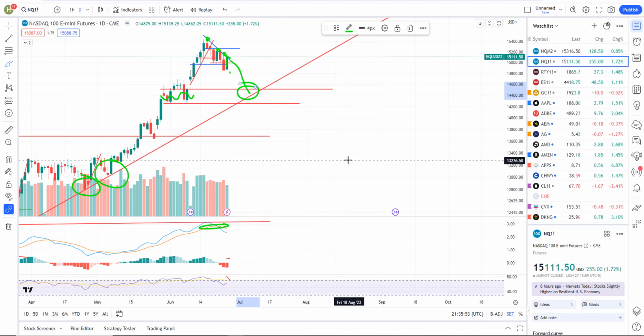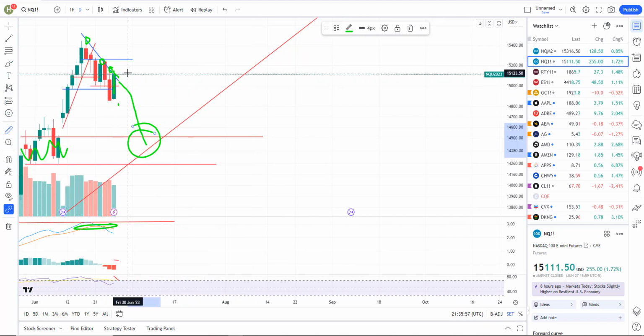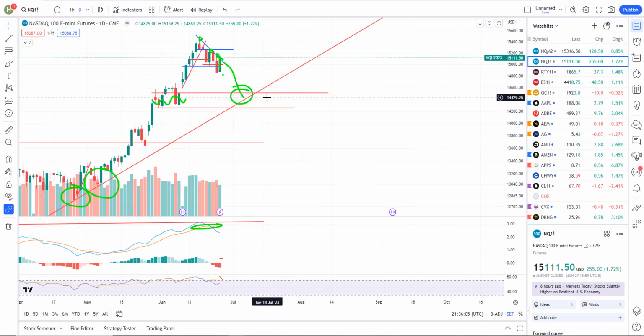Okay, so that is what I'm thinking. I think we got a little more downside to go even after today's rally. I do believe we still have right around another 4 to potentially 4.5% or so to the downside. So that's the Nasdaq futures.